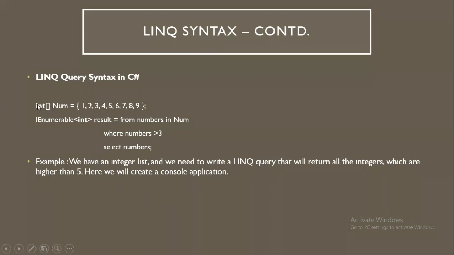Syntax: this is, for example, an integer array, and the variable is num. It has nine values, 1 2 3 4 5 6 7 8 9. So how do you use a LINQ query? This is how you use it. From numbers variable in the collection, which is an integer array, where numbers is greater than 3, select the number. So what will this print out? It will print 4 5 6 7 8 9. That is what it will print out.